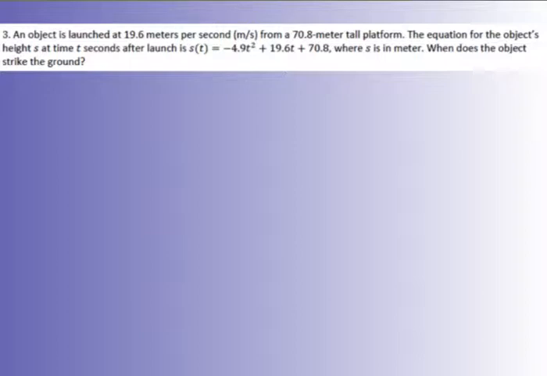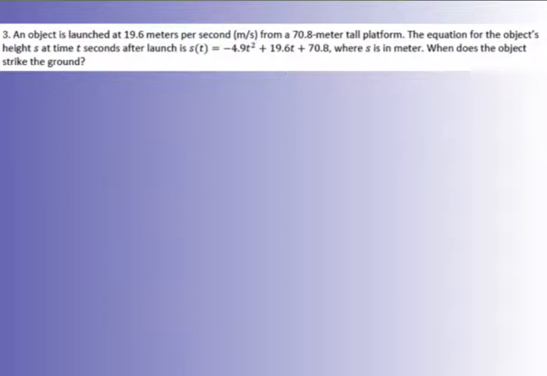It says an object is being launched at 19.6 meters per second from a 70.8 meter tall platform. The equation for the object's height, s, at time t after the launch is s of t equals negative 4.9 t squared plus 19.6 t plus 70.8, and s is going to be in meters. Okay, so when does the object hit the ground?